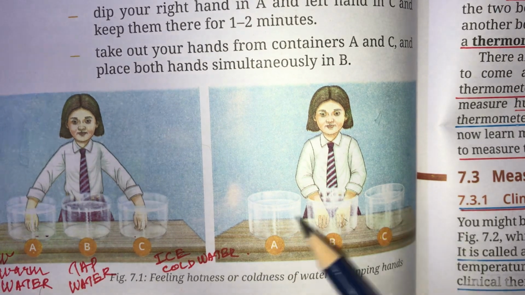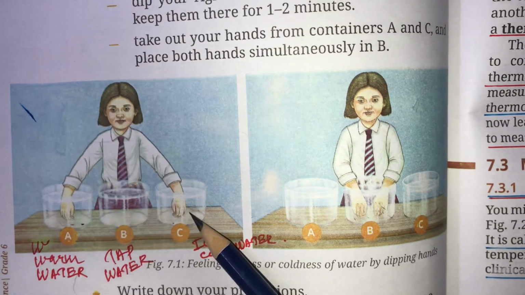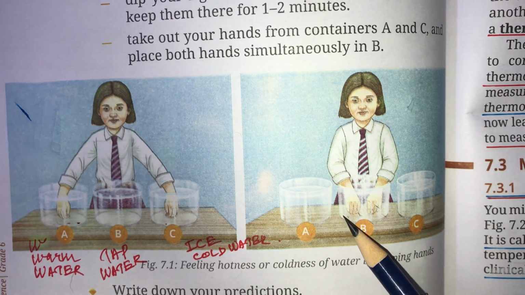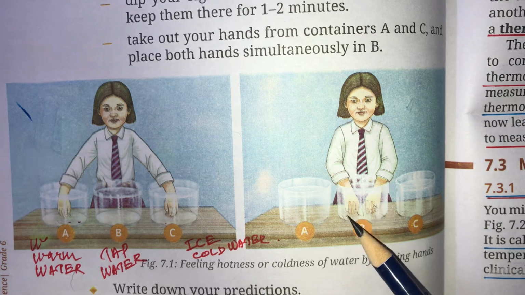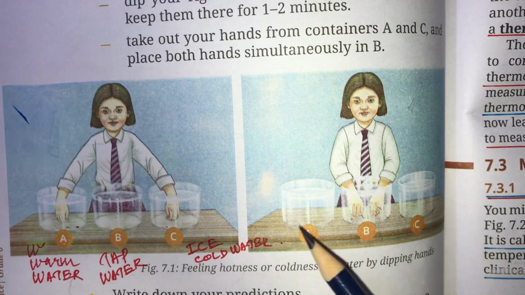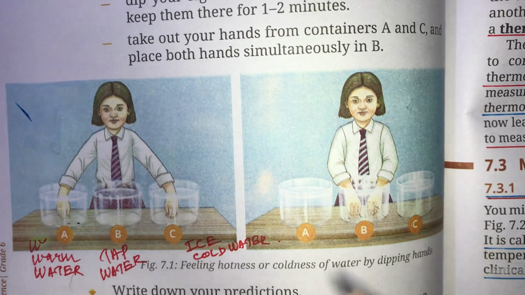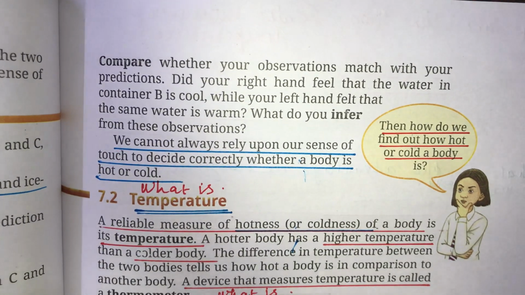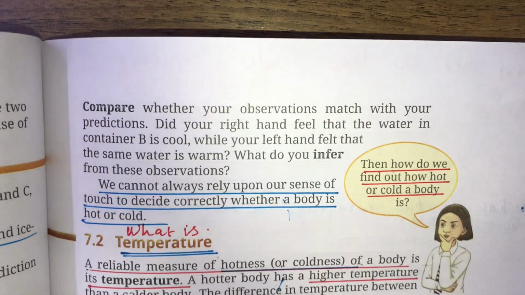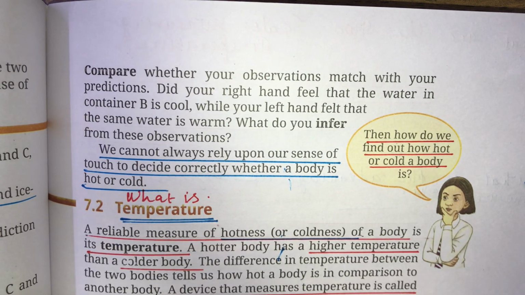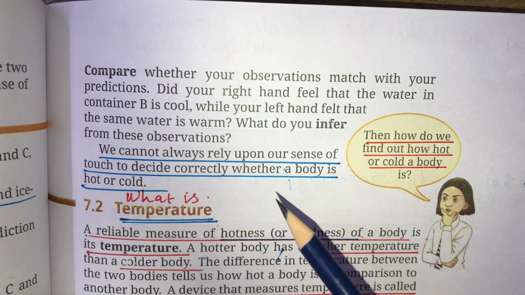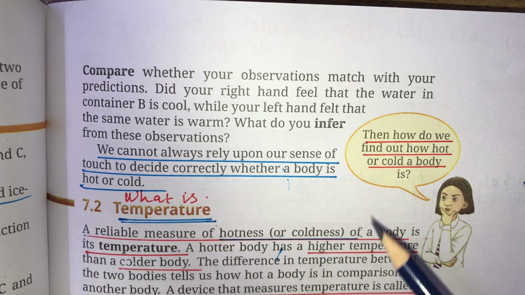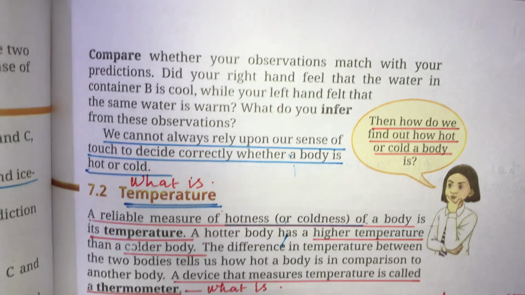So what can we infer from this? In the middle is the ordinary tap water. It will take some time to feel and infer the temperature in the middle, as she kept her hands in two different temperatures on either side. So from this what we can infer is that the temperature of any object cannot be determined by simply touching and feeling. We cannot really rely upon our sense of touch to decide whether a body is hot or cold.